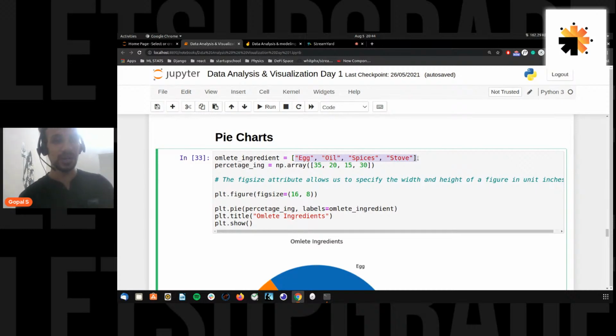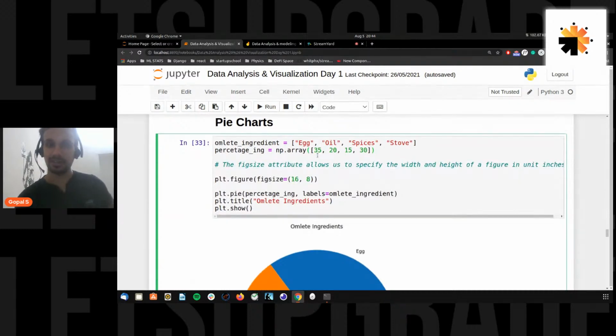So I have omelette ingredients and a percentage for each ingredient, like what percentage an ingredient plays in making an omelette. Let's say I pointed out 35%. If we don't have an egg, we can't make an omelette. Oil, of course, though some people can avoid oil.